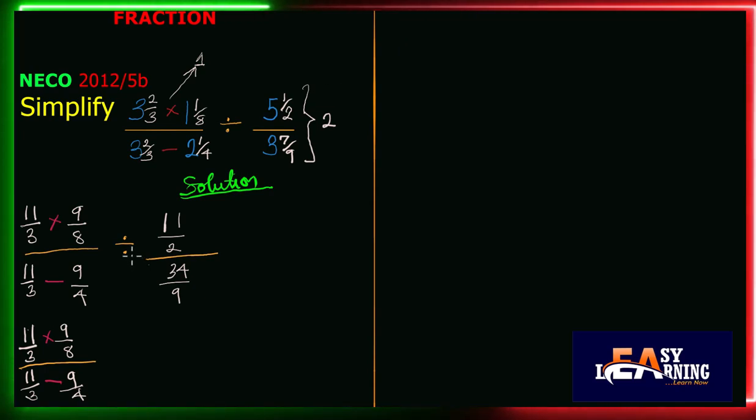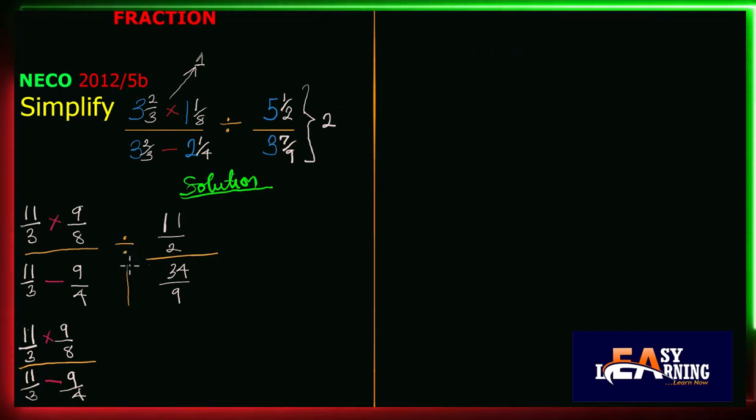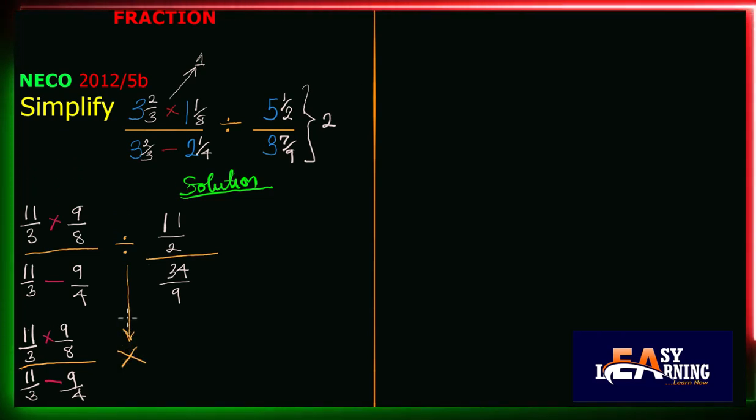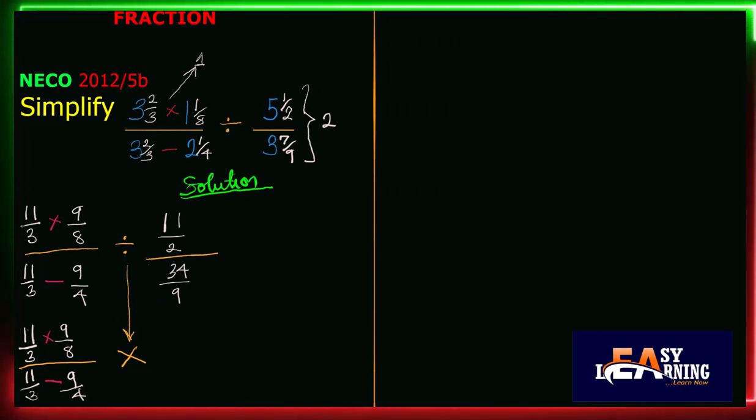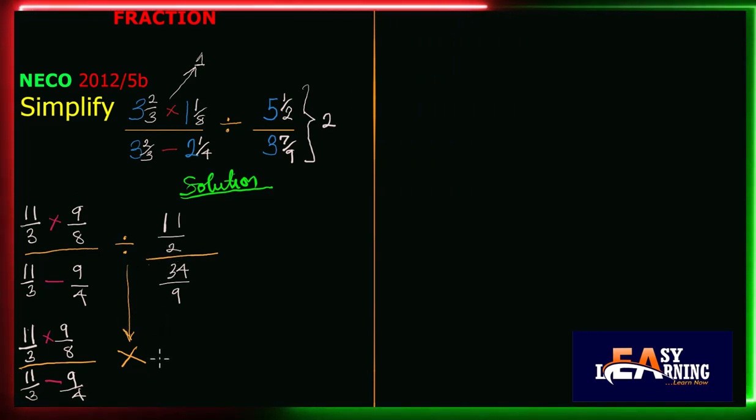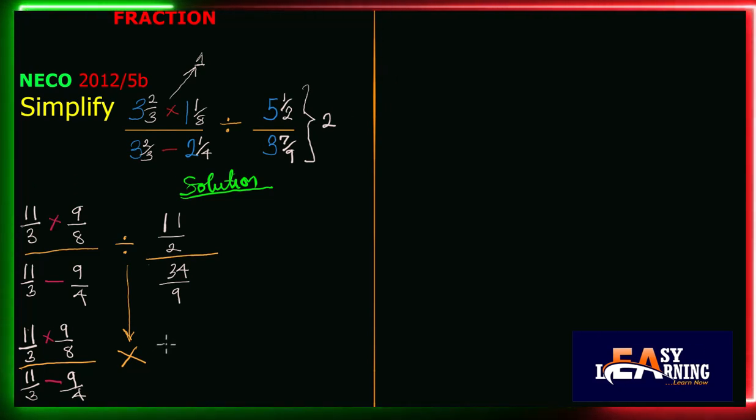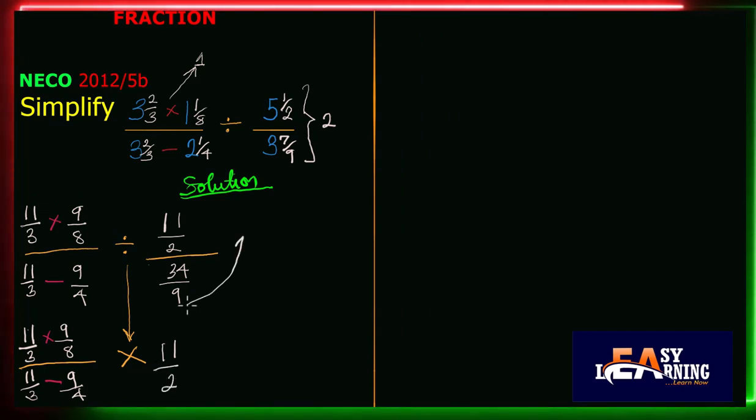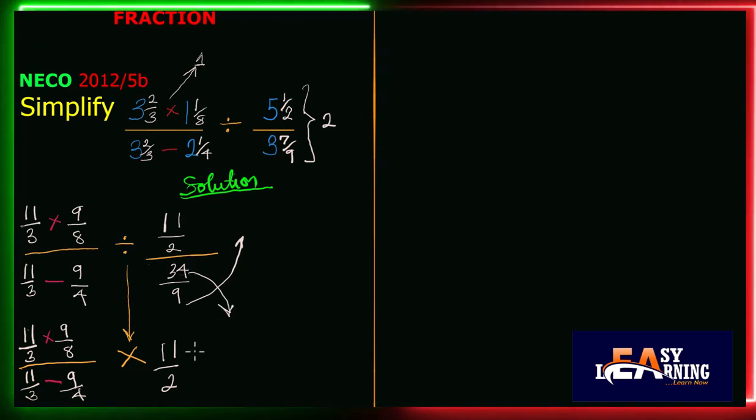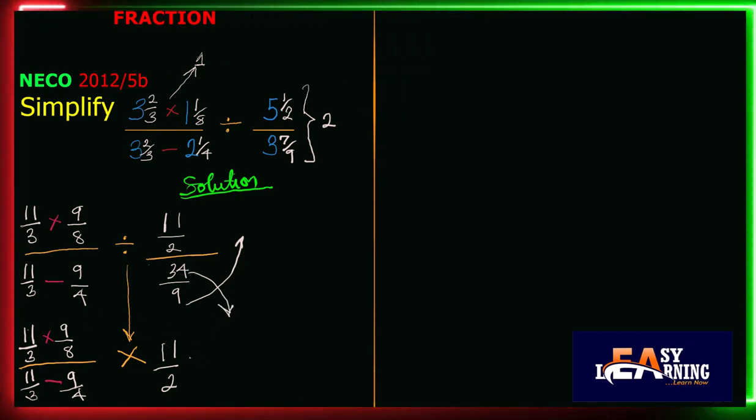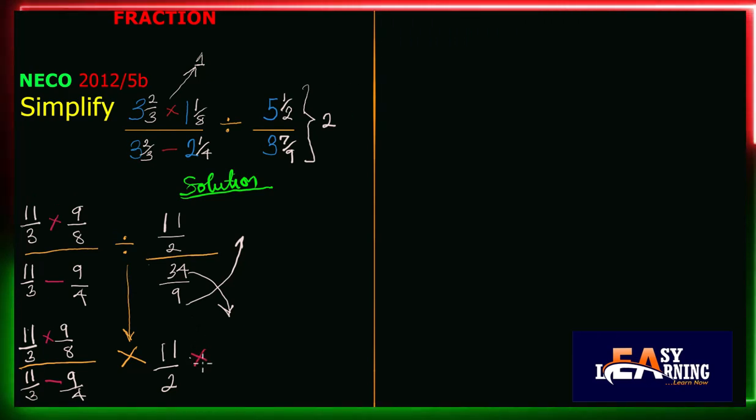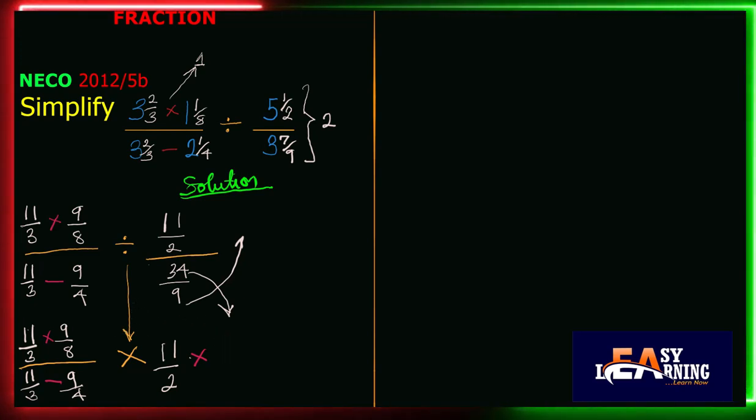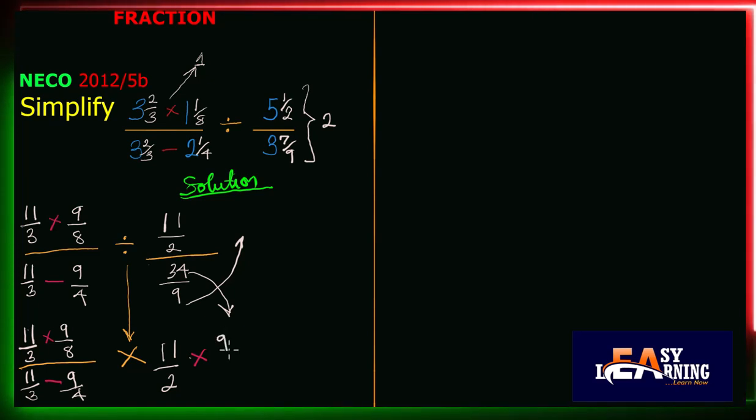We're going to change this division sign to multiplication. And then we can carry out the magic here. When we change it to multiplication, we're going to have here 11 over 2, and then this one will come up while this one will come down. So we introduce a multiplication sign, and then we interchange. The 9 comes up, and then 34 comes down.